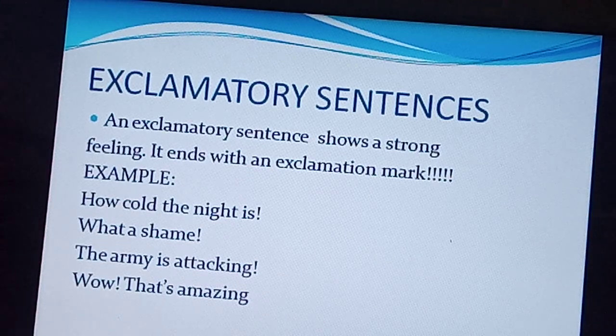Like how cold the night is. Somebody is feeling very cold and is saying that how cold the night is. What a shame. Somebody did something very shameful. Now the army is attacking. Now somebody is scared. Somebody is tensed. The army is attacking. Now wow, that's amazing. Somebody likes something and that feeling is coming out, and here we can say that these sentences are exclamatory sentences.